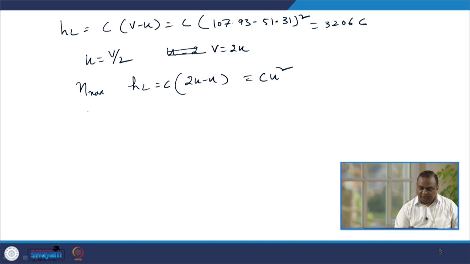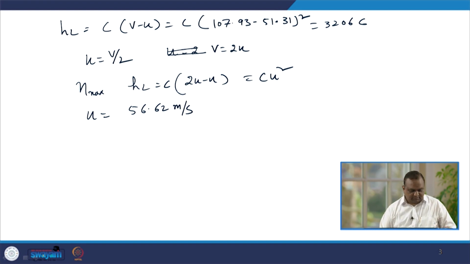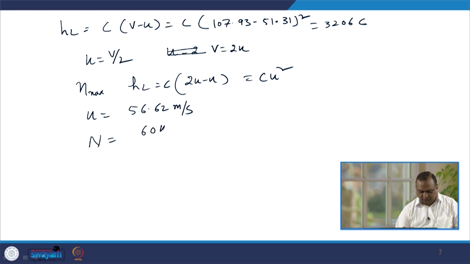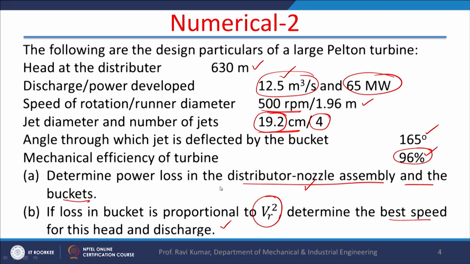So, for the maximum efficiency u has to be equal to 56.62 meters per second, right. Now, once we have the value of u, we can always find the value of N. N is equal to 60u by pi d, and by putting this value of u, pi and d, we will get 552 rpm. So, if we run the turbine at 552 rpm, that is going to be the best speed, where the efficiency is going to be the maximum for the given head and discharge.